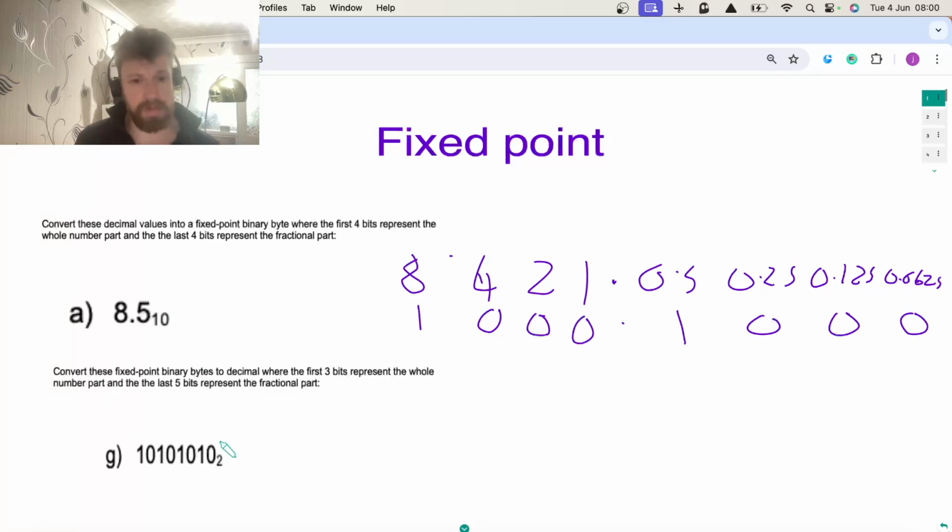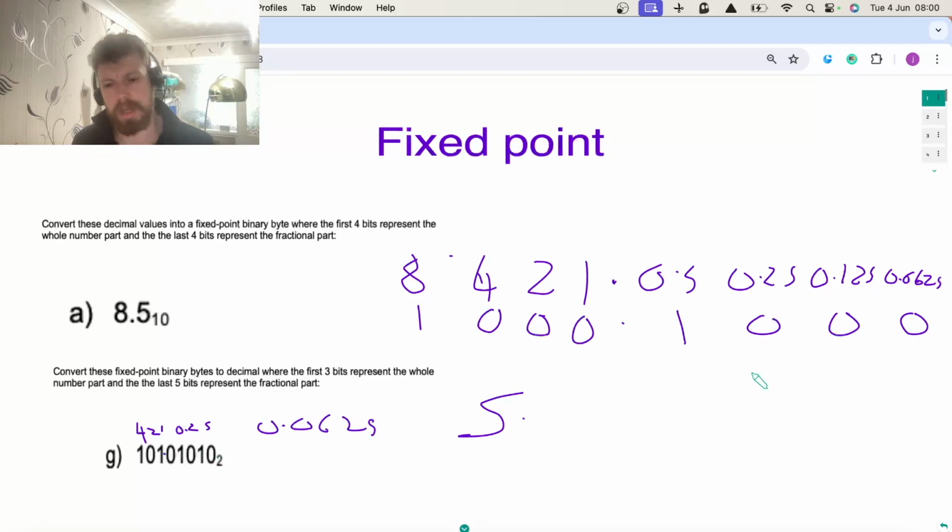This is the other way round. Please do make sure that you read the question, because as you can see, it does change. It says 3 bits for the whole number. So I'm just going to put the decimal point in there, 3 bits for the whole number, so we've got 1, 2, and 4 on that one. So that's going to be 5. And then we've got 5 bits for the fractional part, which is going to be 0.5, 0.25, then 0.125, and then 0.0625.